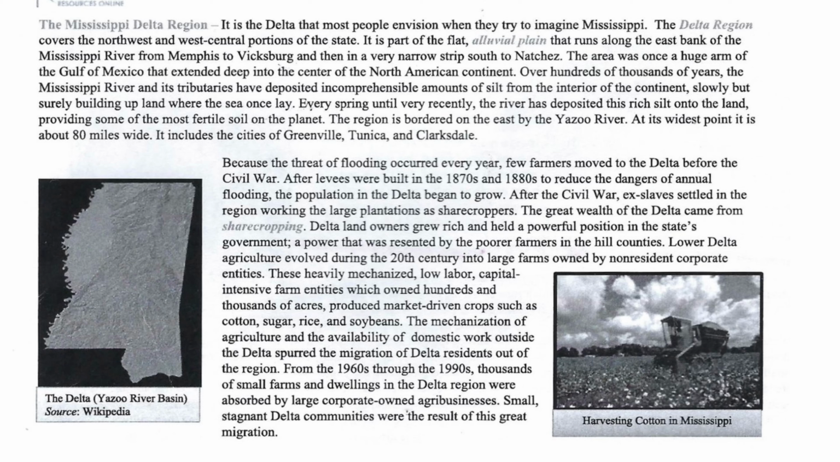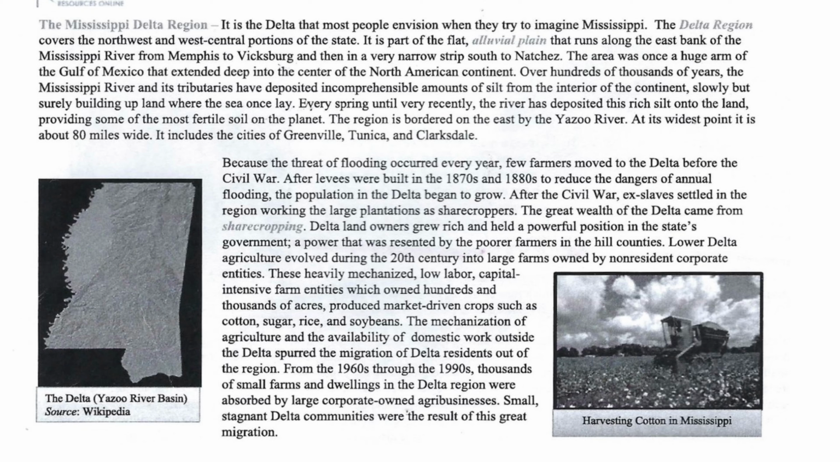The region is bordered on the east by the Yazoo River. At its widest point, it is about 80 miles wide. It includes the cities of Greenville, Tunica, and Clarksdale. Because the threat of flooding occurred every year, few farmers moved to the Delta before the Civil War. After levees were built in the 1870s and 1880s to reduce the dangers of annual flooding, the population in the Delta began to grow. After the Civil War, ex-slaves settled into the region, working the large plantations as sharecroppers.